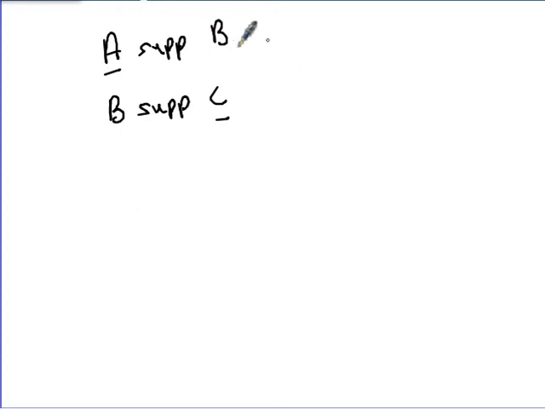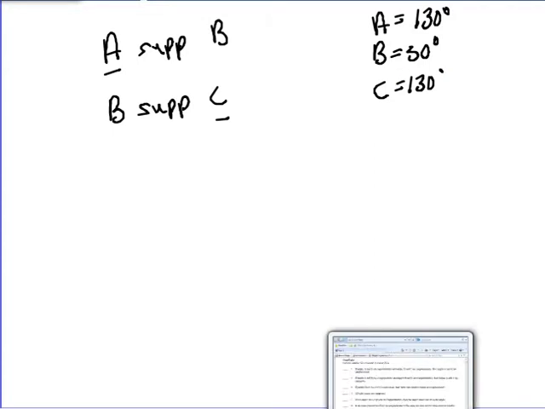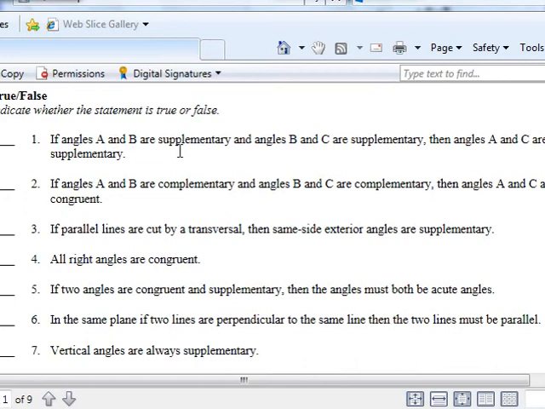Let's say that B is 50 degrees. Measure of angle B is 50 degrees. That means the measure of angle A, since they are supplementary, would be 130. Since C is also supplementary to B, that means that C would also be 130. So by the congruent supplements theorem, that would be false. It says if angles A and B are supplementary, B and C are supplementary, then A and C must also be supplementary. False. If I asked you to correct it, A and C would be congruent.